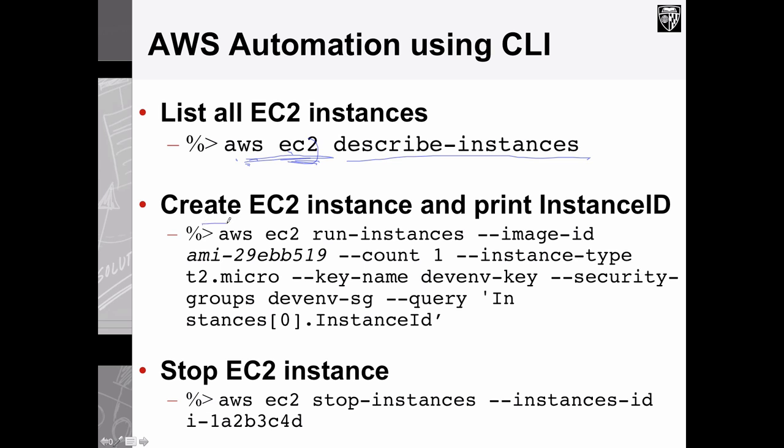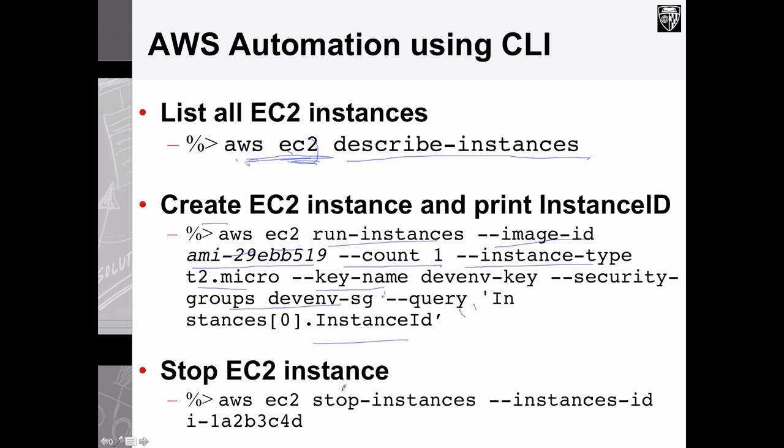If I want to start a new instance, the command is AWS EC2 run-instances. You have to specify the AMI number. In this case, I'm choosing AMI 29EBB519. I want to start one instance and I want to choose the instance type of t2.micro. I'm specifying the name of my SSH key pair, the security groups that I want to assign this instance to, and then I want to output the instance ID when it's done. Essentially, when you run this command, at the end of the command you are shown the instance ID of the brand new instance we just created.